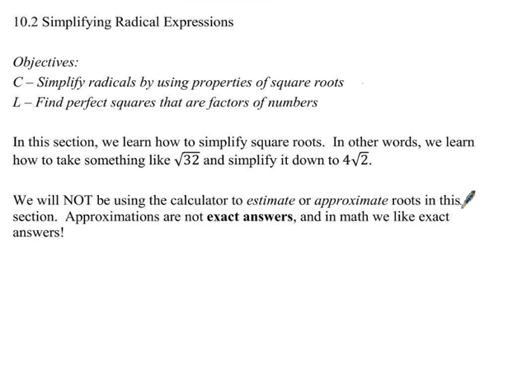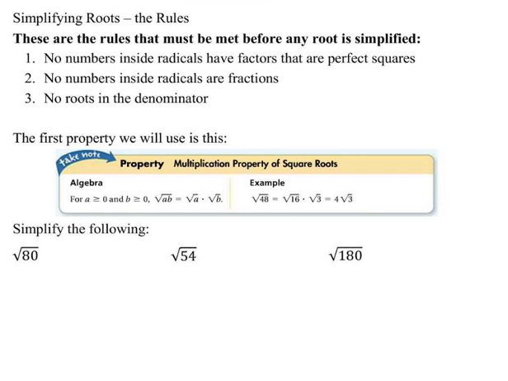We will not be using the calculator to estimate or approximate roots in this section because approximations are not exact answers. And in math, we like exact answers. So 4 square root 2 is the exact answer. The decimal approximation, 5 point whatever it is, that's an approximation. You're rounding. It's an estimate. This is exact, and that's the answer we're looking for. So do not give me decimal answers in this section unless it specifically says that you can do so.